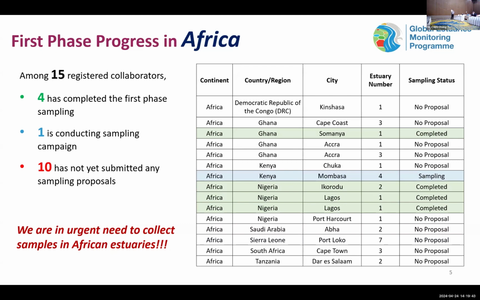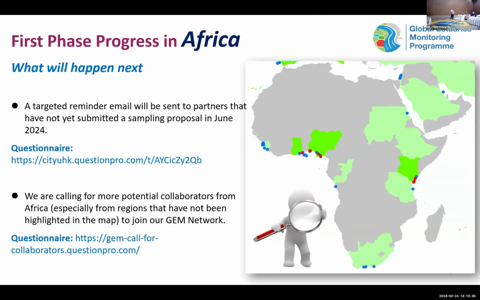And so currently we are in urgent need to collect samples in Africa, because we can have a more clear map here for Africa. Africa has a very long coastline, but currently our collaborators are relatively concentrated in some specific regions and countries.